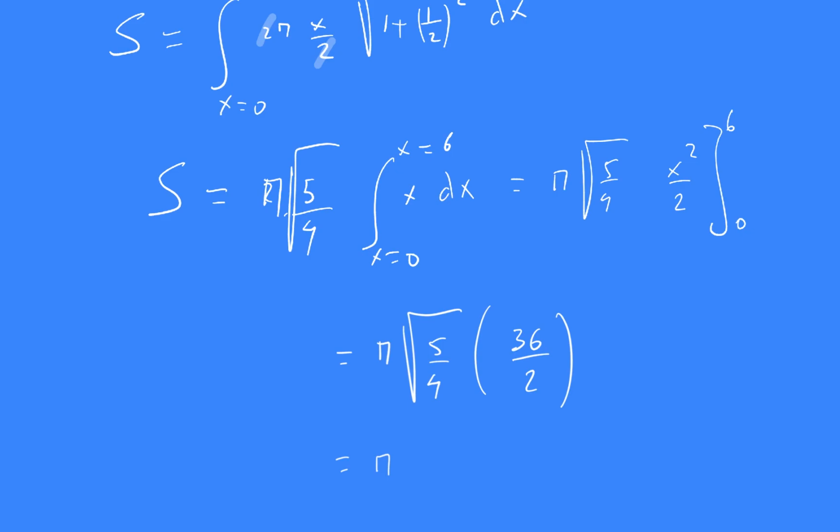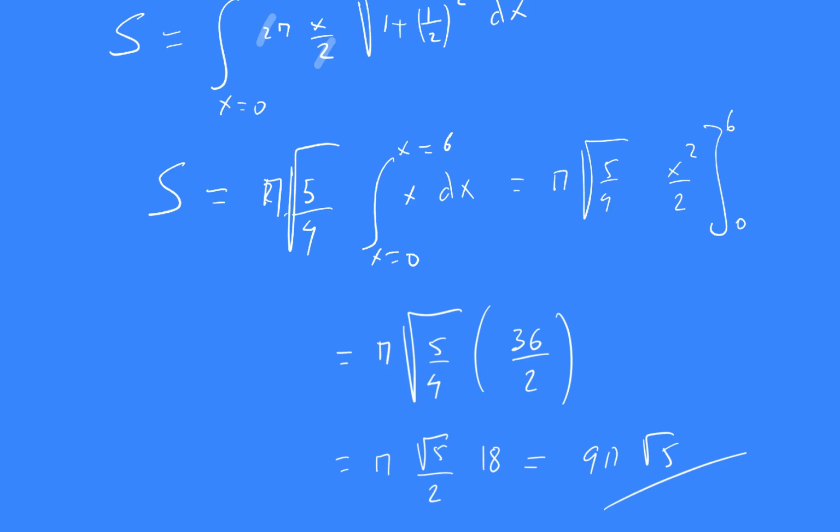Okay, so the area will be pi square root of 5 divided by 2 multiplied by 36 divided by 2, which is 18. 18 divided by 2 is 9, so it's 9 pi square root of 5. This is the area. Okay, the problem is done. Remember, this is the surface area of the cone.